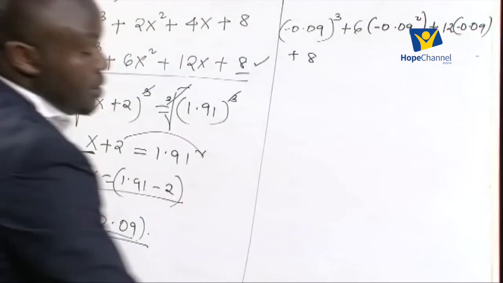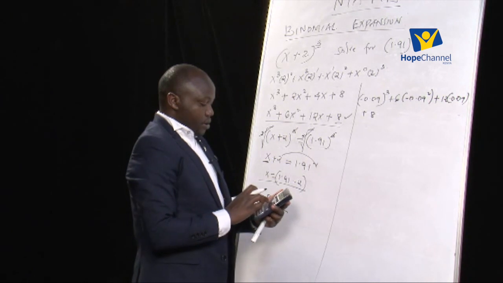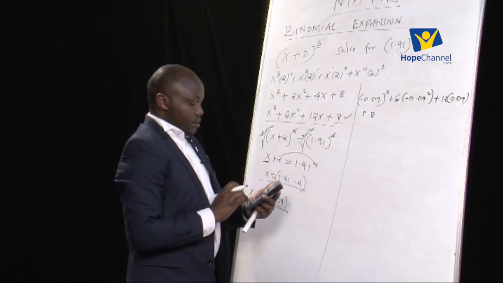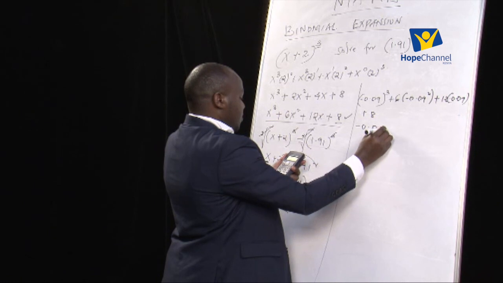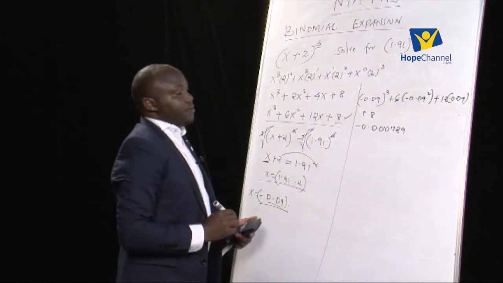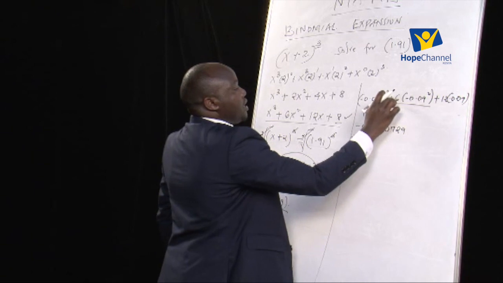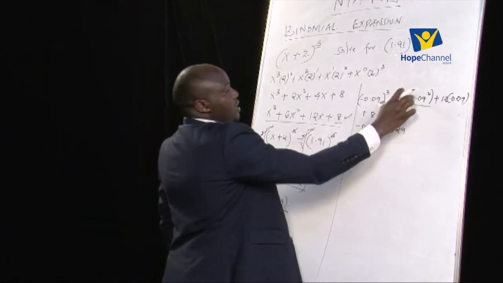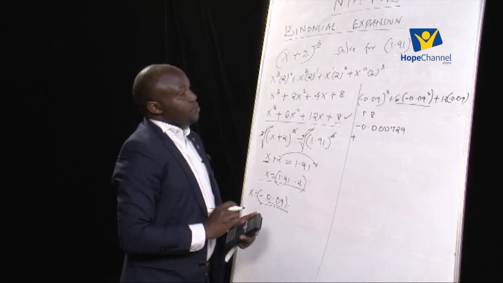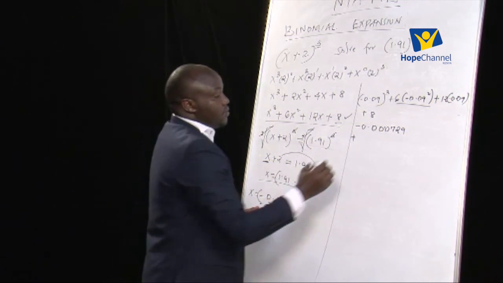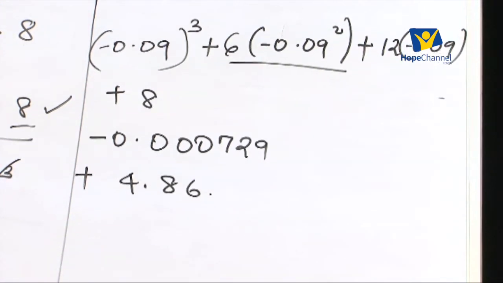So let us get this one. What is 0.09 cubed? 0.09 cubed gives me negative 0.000729. That's the first one. Plus the second one, 0.09 squared, then times 6. Remember, when you square the negative, it becomes positive. So we have 0.09 squared gives us 0.0081 multiplied by 6. You obtain 4.86. I hope that is clear, even on your calculator. 4.86. We proceed.